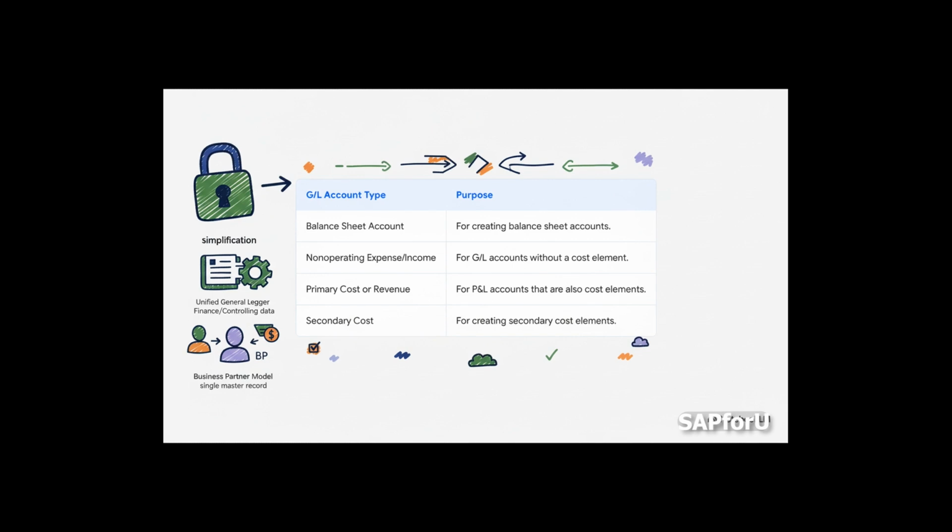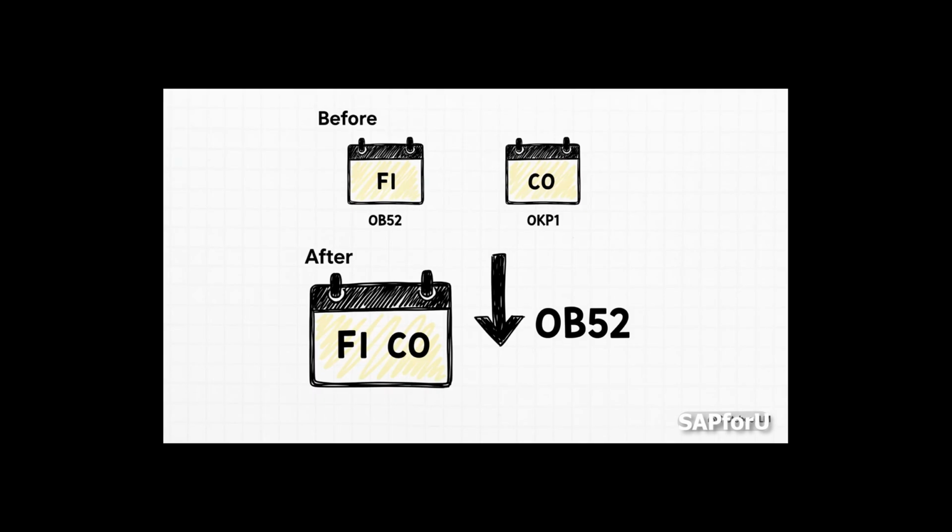So simple. And the integration doesn't even stop there. Remember having to open posting periods for FI, and then you had to go to a totally different transaction, OKP1, to open them for CO? Yeah, that's a thing of the past too. Now both FI and CO periods are controlled together in good old OB52. It's another small change that just makes so much sense.